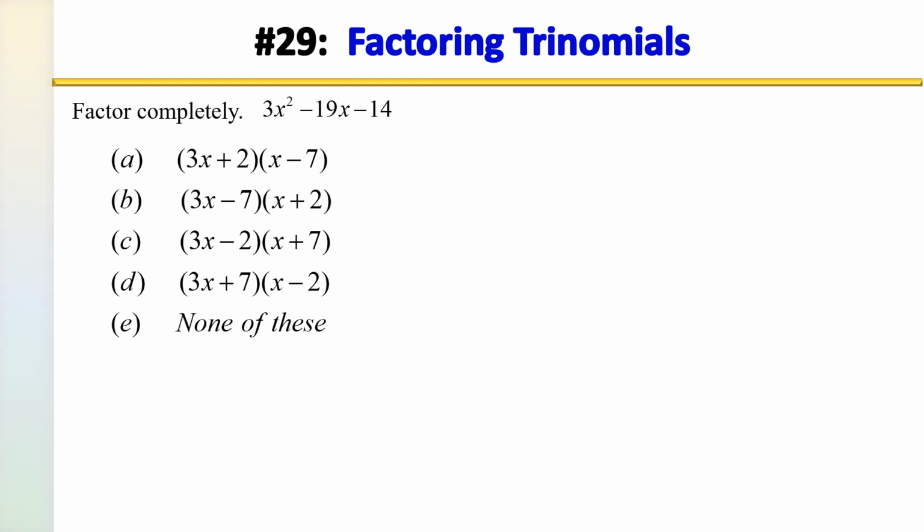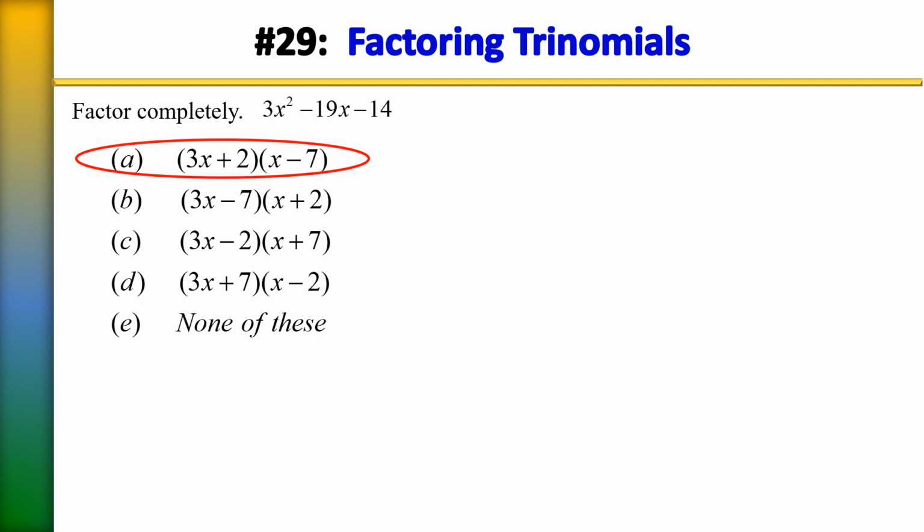Number 29, factor completely. So what is the correct answer? Choice A. Okay, so we're asked to factor this trinomial.